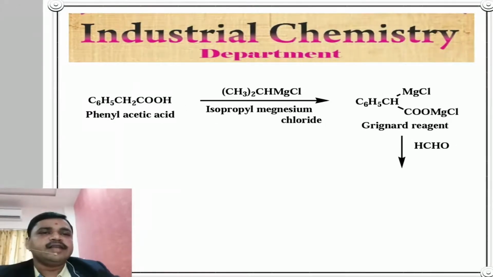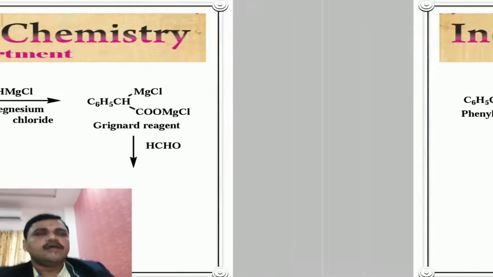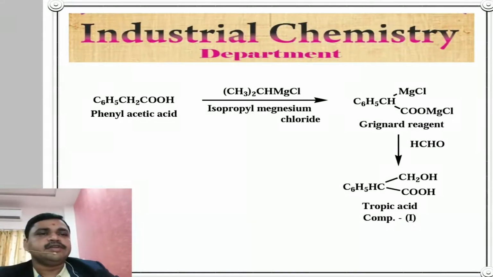Now this Grignard reagent is treated with HCHO, known as methanal, or formaldehyde, an aldehyde compound. After interaction between the Grignard reagent and formaldehyde, we get tropic acid.